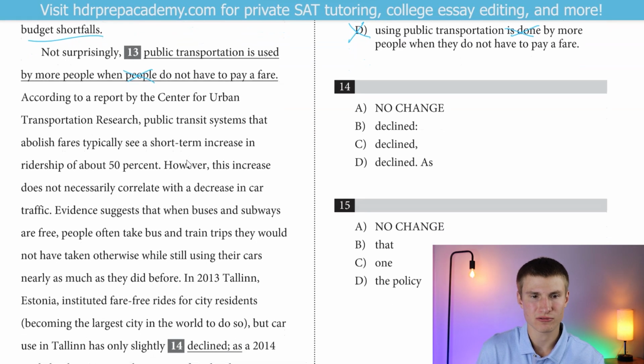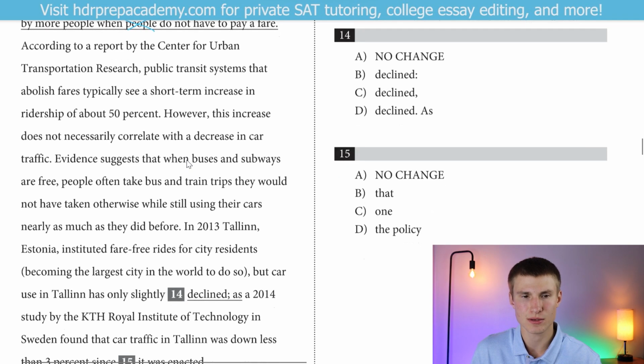Looking at number 14 now. That's all the way down. So let's go ahead and read down there. We have, according to a report by the Center for Urban Transportation Research, public transit systems that abolish fares typically see a short-term increase in ridership of about 50%. However, this increase does not necessarily correlate with a decrease in car traffic. Evidence suggests that when buses and subways are free, people often take bus and train trips they would not have otherwise taken while still using their cars nearly as much as they did before.